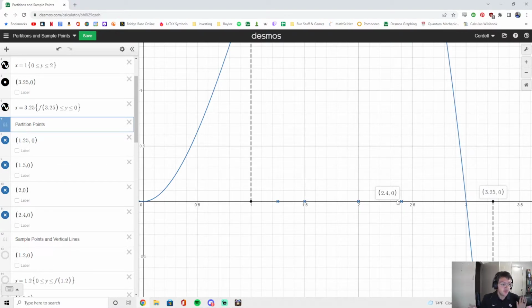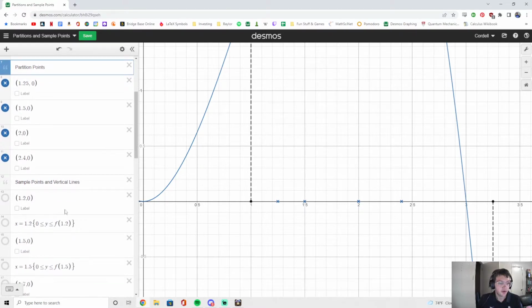Okay, so we figured out our partition points. Let's now figure out our sample points. How do we figure out sample points? What are sample points again? Remember, sample points is just a list of points, C1 through Cn, where each sample point is within a particular partition. So our first sample point has to lie within this first partition. And it can be the endpoints if we wanted to. So I could choose it to be 1 or 1.25.